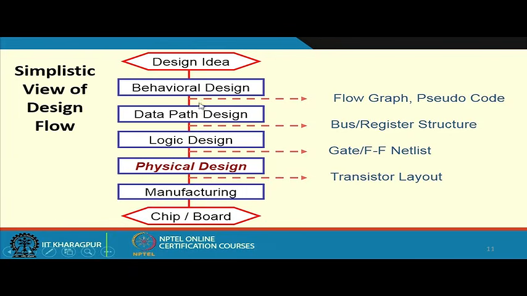Now, in this diagram you see that your next step is your data path design, where you come to the bus or the register level structures. Let us see how these register level structures look like. Here I am giving an example again.